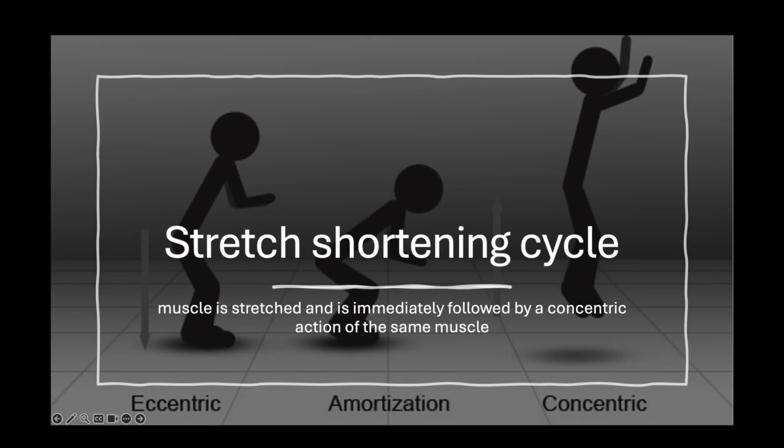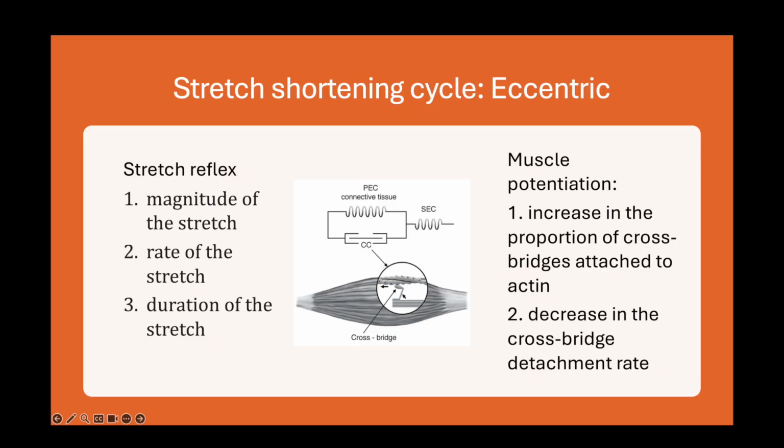So you guys know what this is. I'm going to be quick with this. The phases are the eccentric, the amortization phase, or just that isometric bottom phase, and then the concentric. In the eccentric phase of the stretch shortening cycle, three things you can change, if you want to make it harder or easier, are the magnitude of the stretch, the rate of the stretch, and the duration of the stretch. A higher magnitude, a quicker rate, and a shorter duration make the stretch reflex more powerful.